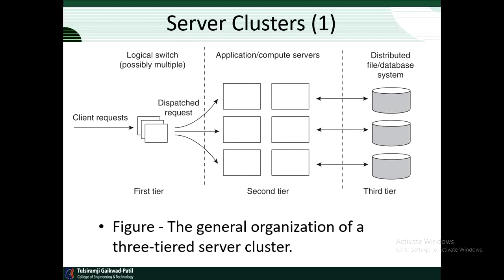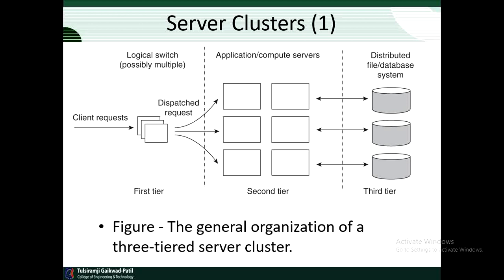Then we will see about the server cluster. In this we can see that there are clients at the first tier requesting to the server, and then the server will take the data from the databases or database file in the distributed system, and accordingly the server will process the request of the client.